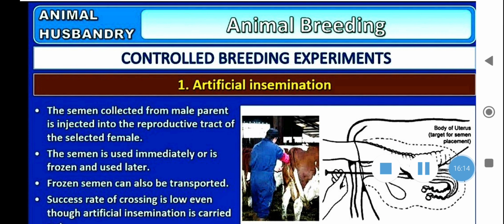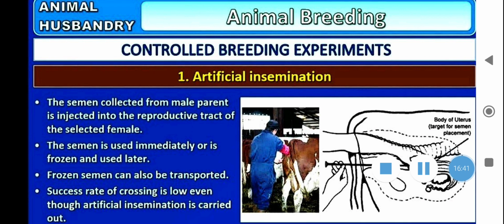Artificial insemination technique. It involves controlled breeding experiments. Semen from a selected superior male is collected and preserved in the frozen state and then injected into the genital tract of the female. It is useful to overcome problems of normal mating and for convenience of transportation. So this is a simple technique in which semen from the male animal is directly injected into the uterus or the genital tract of the female animal. That is called artificial insemination.